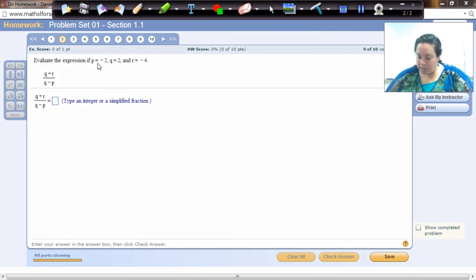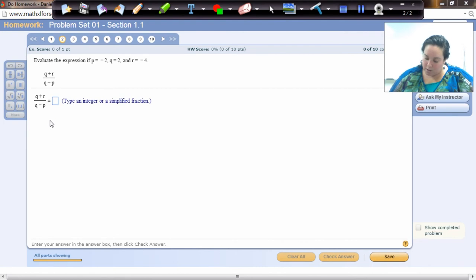Let's look at number 2. Evaluate the expression if P is -2, Q is 2, and R is -4. So we have an expression here. What does it mean to be an expression? It's a mathematical or an algebraic phrase with no equal sign. So this expression, notice it doesn't have an equal sign in it. So it's an expression, but we know what P, Q, and R are. So let's go ahead and plug them in. Remember when we're plugging things in to use parentheses.